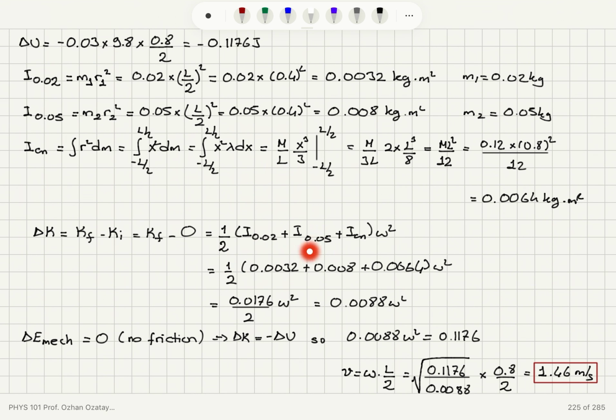So 1 over 2 total moment of inertia times omega squared gives us the change in kinetic energy, which according to conservation of mechanical energy must be equal to minus the change in potential energy. This allows us to calculate omega, but the linear speed is omega times r for rotations, so it's going to be omega times L over 2, and that gives us our final result, 1.46 meters per second when reduced to three significant figures.